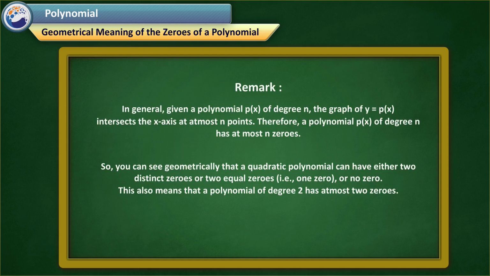Remark. In general, given a polynomial p of x of degree n, the graph of y is equal to p of x intersects the x-axis at most n points. Therefore, a polynomial p of x of degree n has at most n zeros. So you can see geometrically that a quadratic polynomial can have either two distinct zeros or two equal zeros, that is, one zero, or no zero. This also means that a polynomial of degree 2 has at most two zeros.